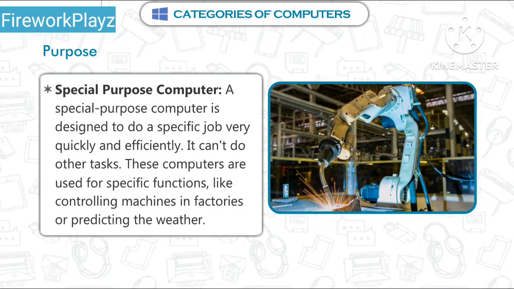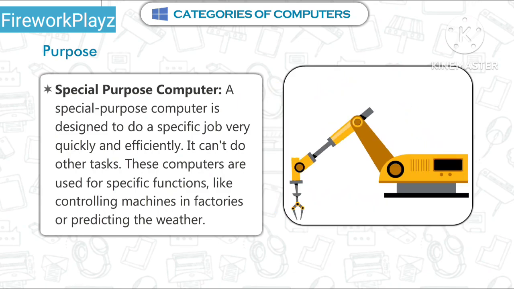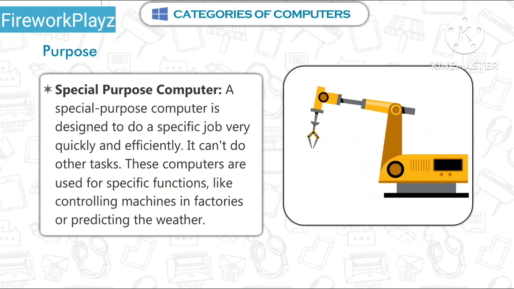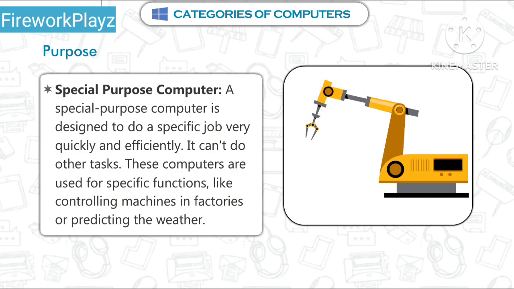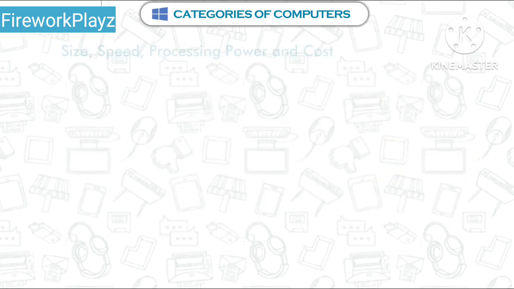Special purpose computer. A special purpose computer is designed to do a specific job very quickly and efficiently. It can't do other tasks. These computers are used for specific functions like controlling machines in factories or predicting the weather.